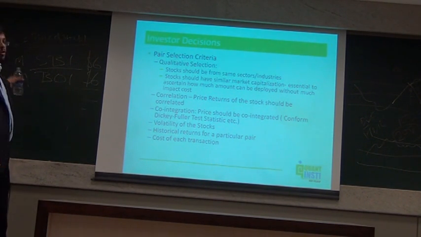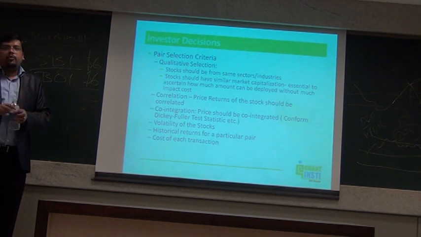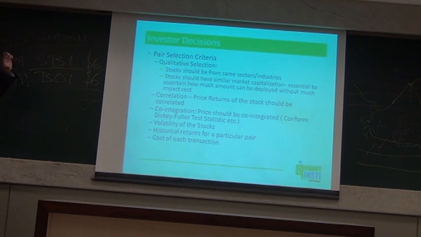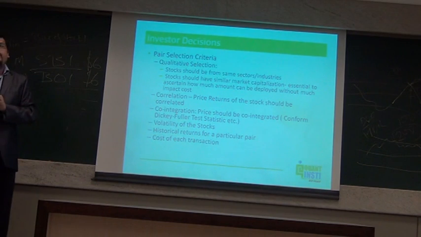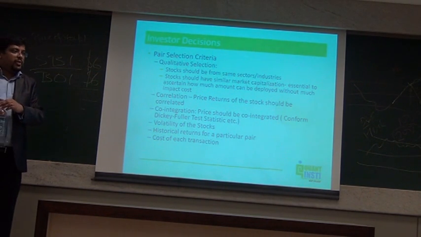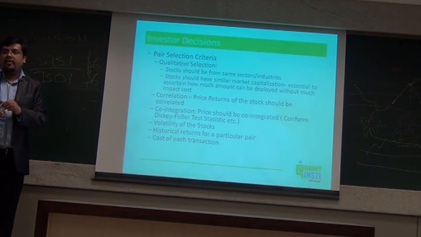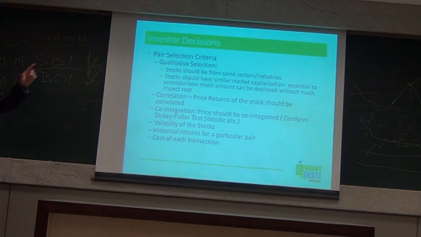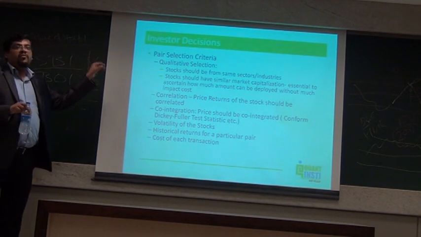See, for a big fund, 2 million is nothing, right? So for them in Indian markets, the number of pairs remains very small. What you can do is trade SBI with ICICI Bank, ICICI Bank with Axis Bank. You do not have much of an option left once this market capitalization criterion comes into play. So it becomes important from the fund's perspective.